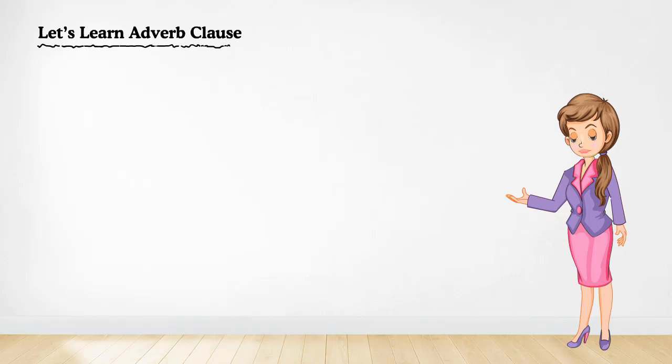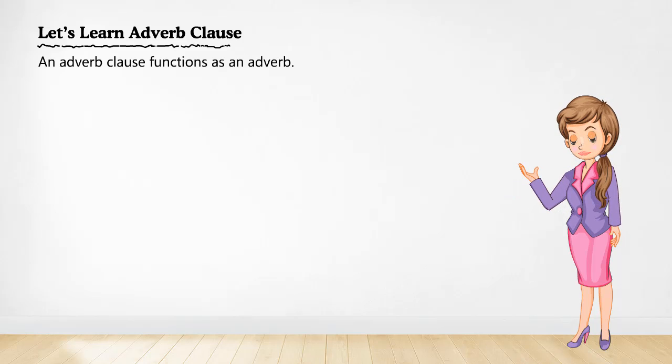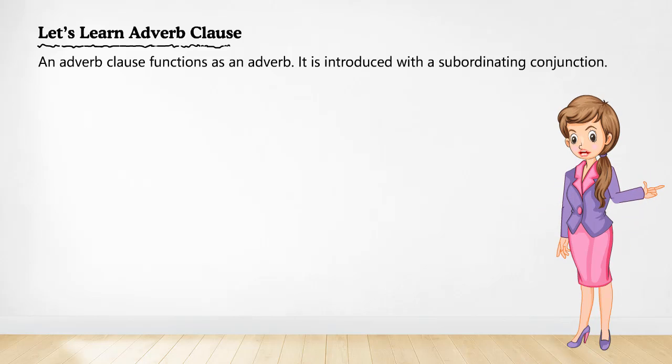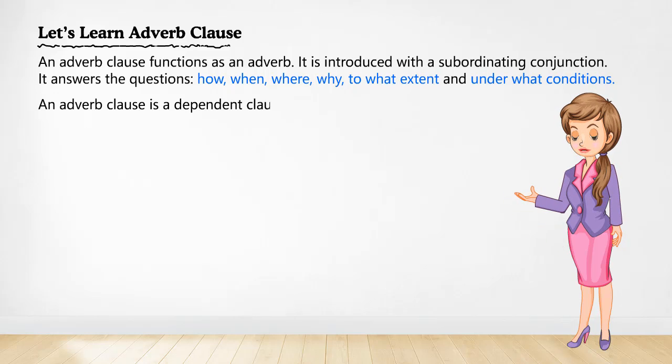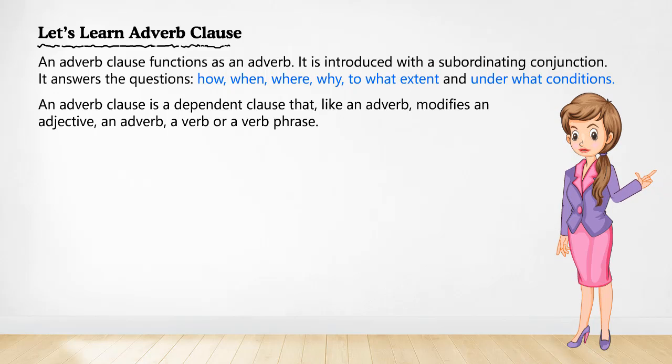Let's learn adverb clause. An adverb clause functions as an adverb. It is introduced with a subordinating conjunction. It answers the questions how, when, where, why, to what extent, and under what conditions. An adverb clause is a dependent clause that, like an adverb, modifies an adjective, an adverb, or a verb phrase.